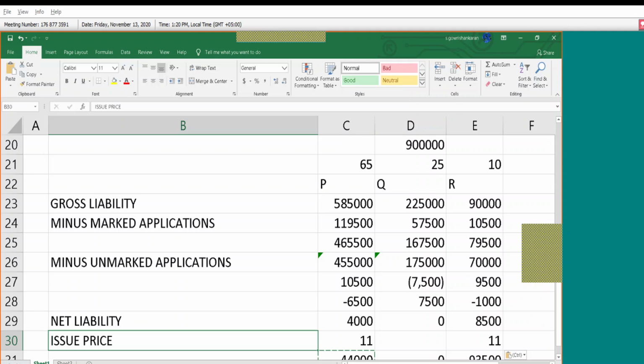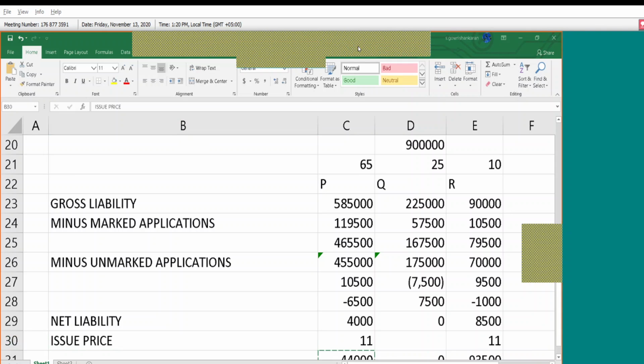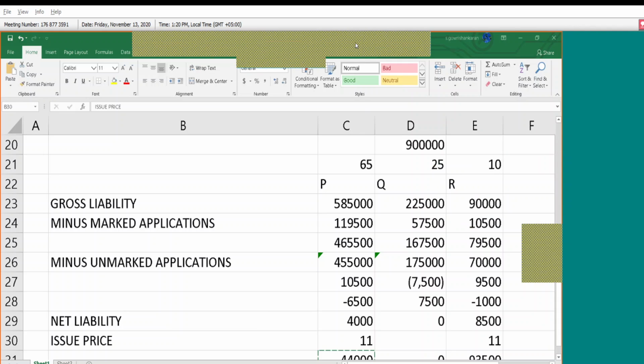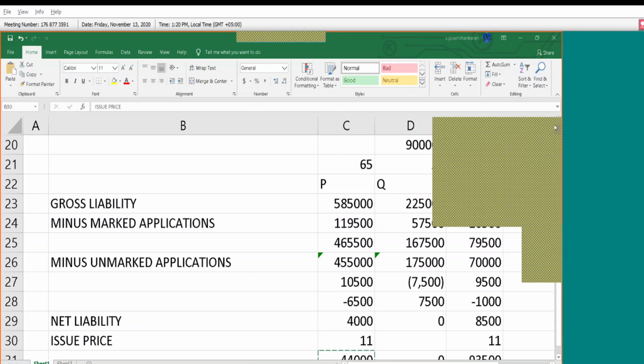We have to add firm underwriting normally, but in this problem we will not do it. Why? Because it is included along with the unmarked application, so we don't know how much exactly is firm underwriting, since it is not marked. So we will calculate it along with the general public and pass an entry along with the general public. Any doubts? Can I proceed further?